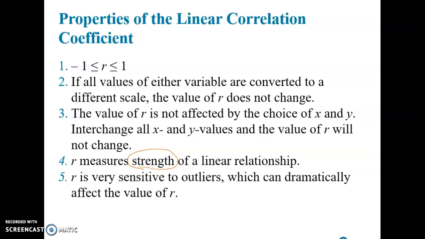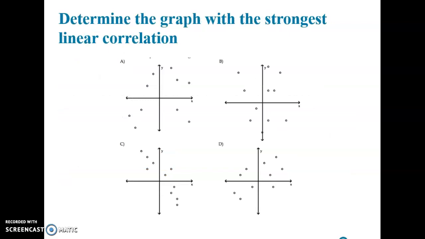The closer that R is to -1, the stronger the negative relationship between the values. The closer R is to +1, the stronger the positive linear relationship between the values. And the closer that value of R is to 0, the weaker the linear relationship between your X and Y values. Take about 10-15 seconds to look at these graphs, and I want you to determine which one you think has the strongest linear correlation.